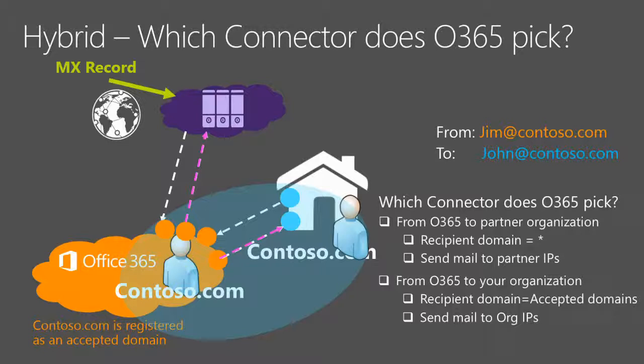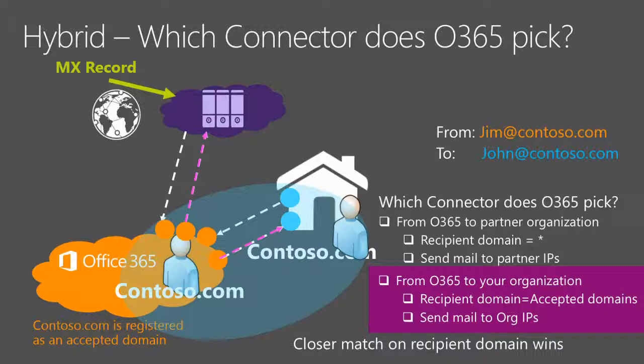So there are two, if you will, connectors to choose from. They're both from Office 365. One is to partner organization with recipient domain star. One is with your organization with recipient domain contoso.com or all accepted domains. So which connector would get picked? That's great. That's right. The second one gets picked because a closer match on recipient domain always wins. Okay, so if it was contoso.com, that would win. Accepted domains wins over star, and then finally star would come into play.